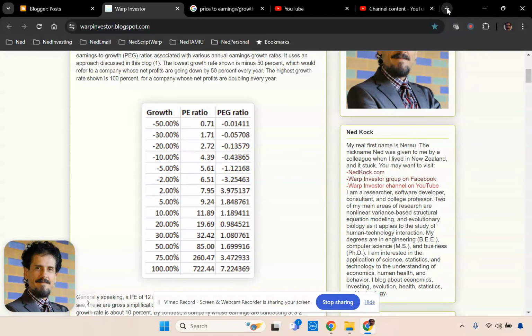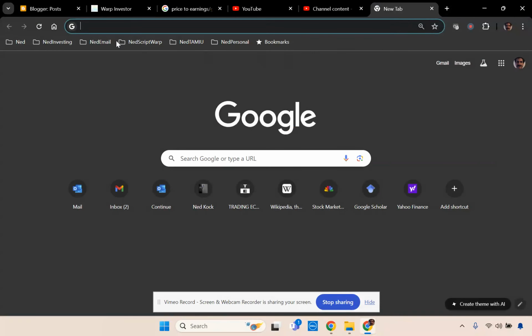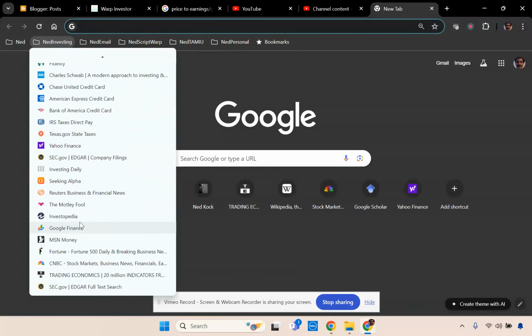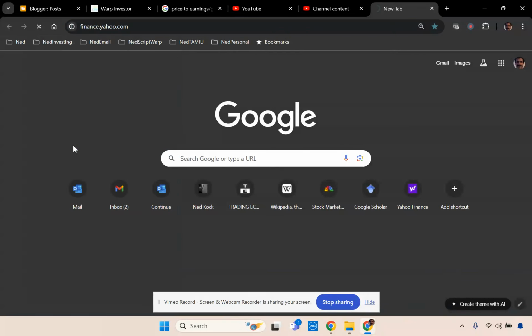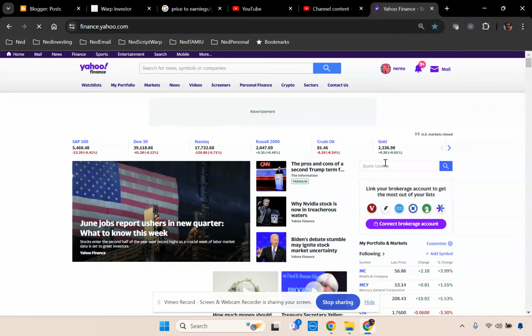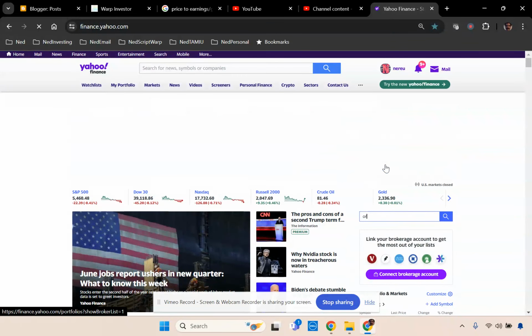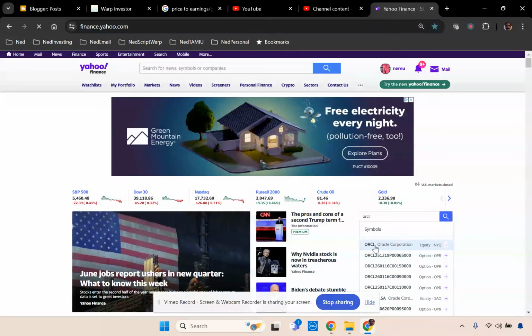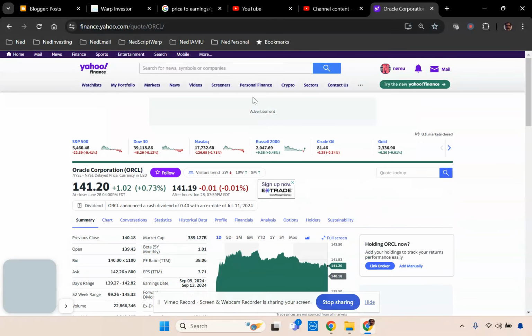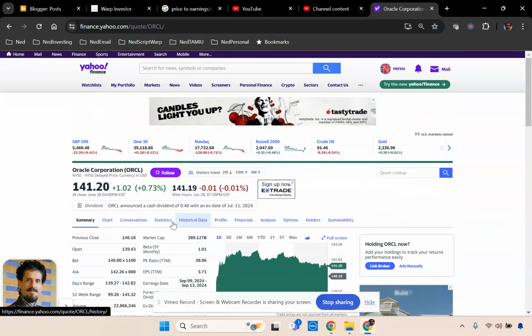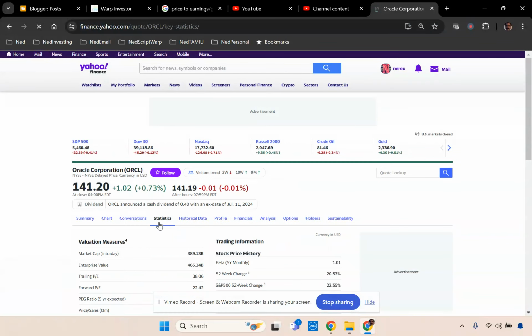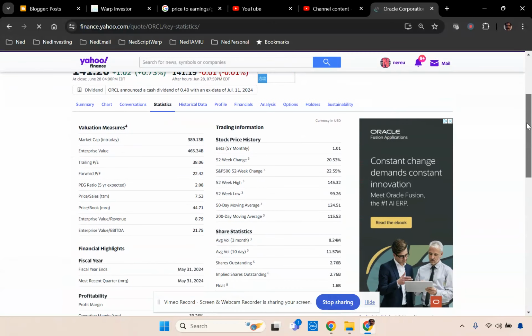So let's take a look at one company, and then using these numbers we'll tell if the company is properly valued. So let's go to Yahoo Finance, which is a good source of company information. Let's take a look at Oracle Corporation. When I get here, if I go to statistics, I will get more statistics about the company.